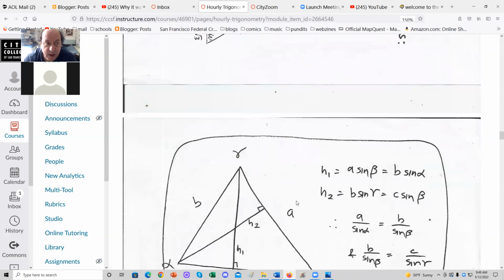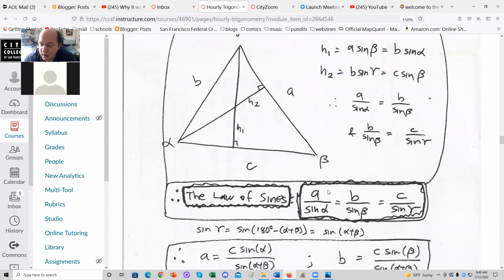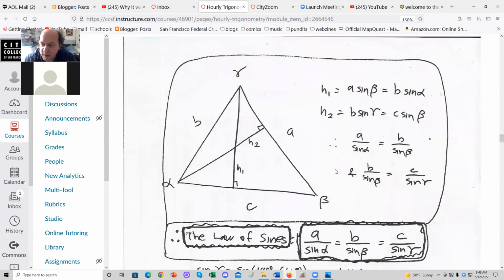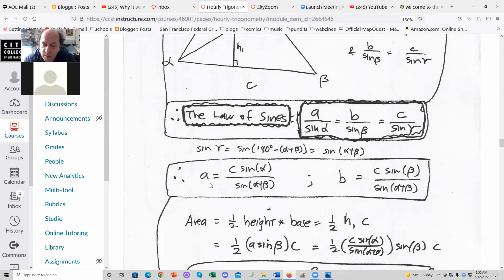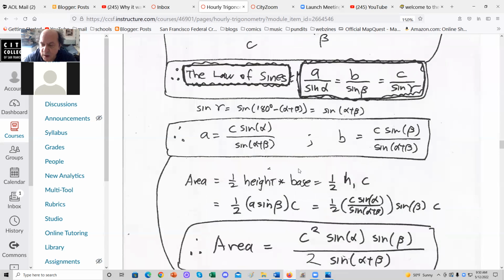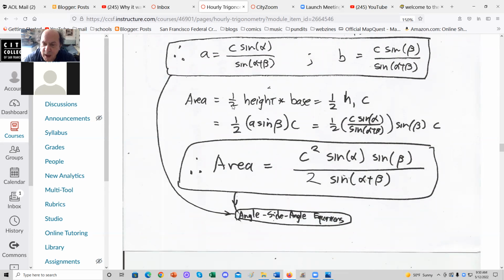Okay, now here I mentioned that we derive the law of sines: a over sine of angle alpha equals b over sine of angle beta equals c over sine of angle gamma. We've done this before to solve triangles, so with a little bit of trickery we can write this more simply, a and b in terms of c and alpha, beta, like this and this. And also from the area formula, half base times height, we can get this formula for the area of a triangle. We didn't do that before, and I guess we should have.